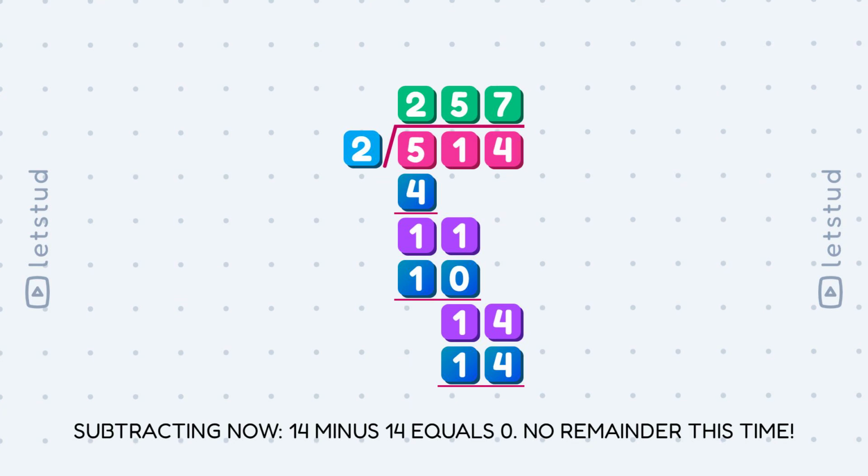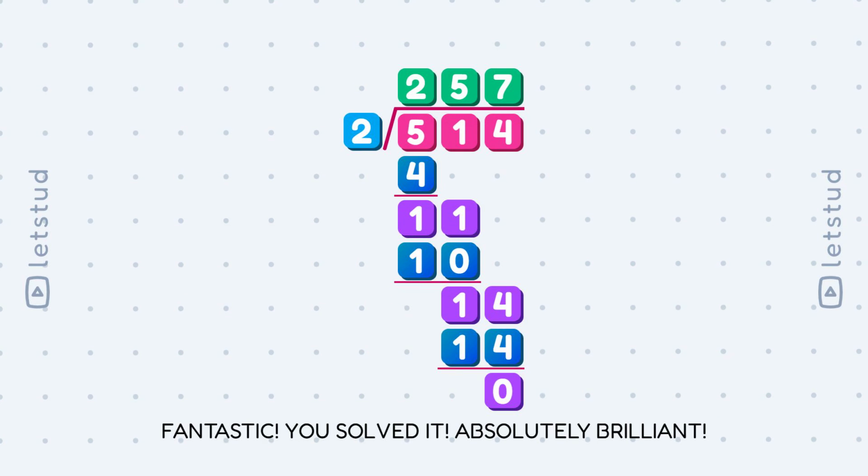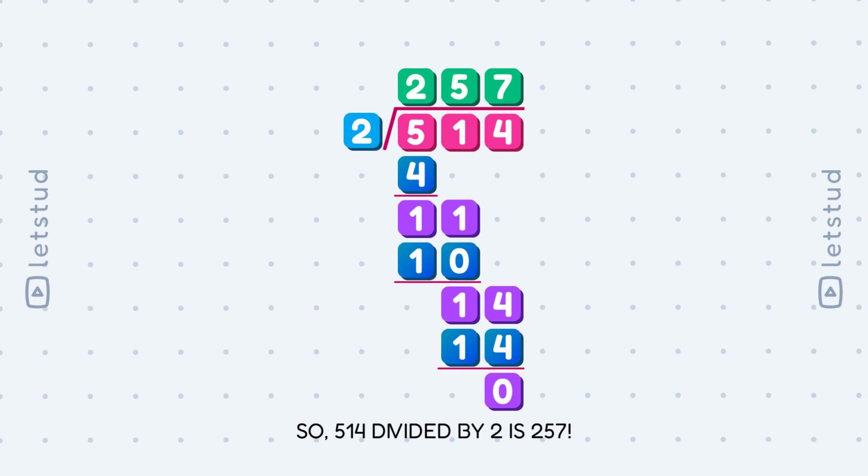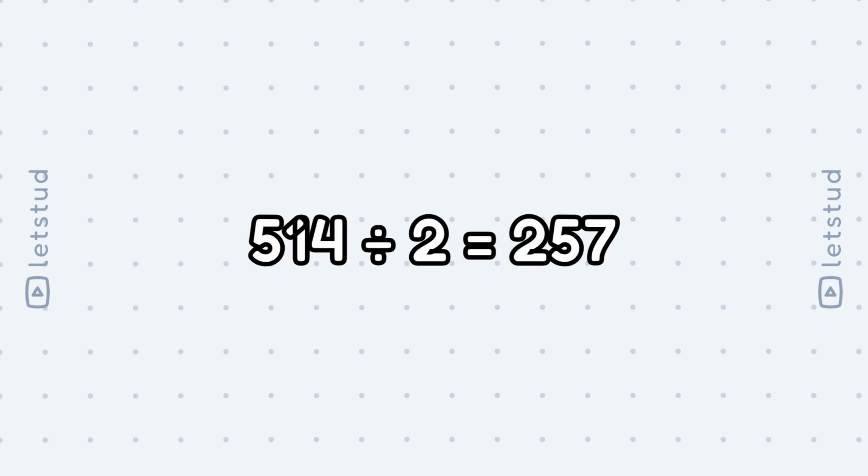No remainder this time. Fantastic, you solved it. Absolutely brilliant. We've reached the end. Our final answer is 257 with no remainder. High five. So 514 divided by 2 is 257. We did it. We tackled 514 divided by 2 step by step.